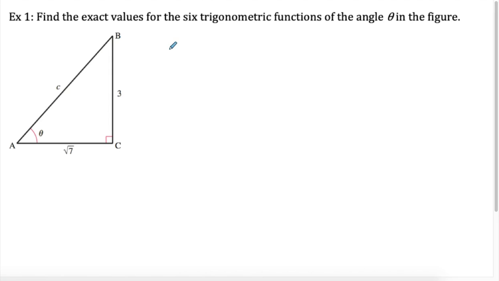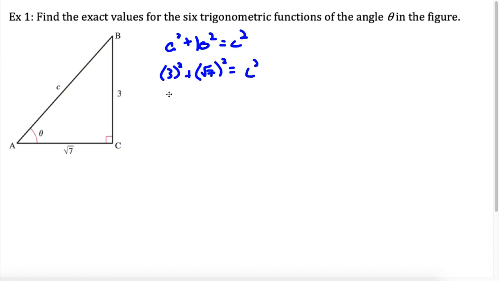Well, in order to do that, we need to know all three sides. I'm missing a side here. Whenever we're missing a side, we can use the Pythagorean theorem to solve. So I can say a squared plus b squared equals c squared. The legs are a and b. It doesn't matter which one's which. So we'll say 3 squared plus the square root of 7 squared equals c squared.